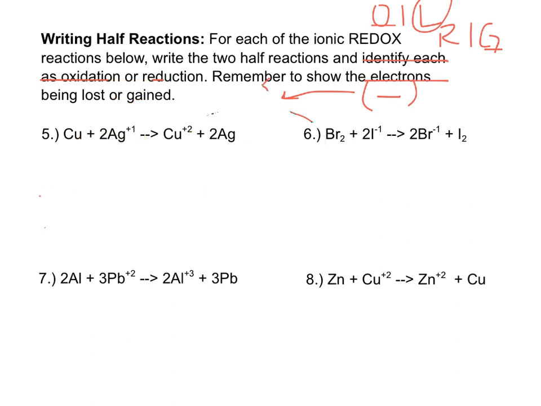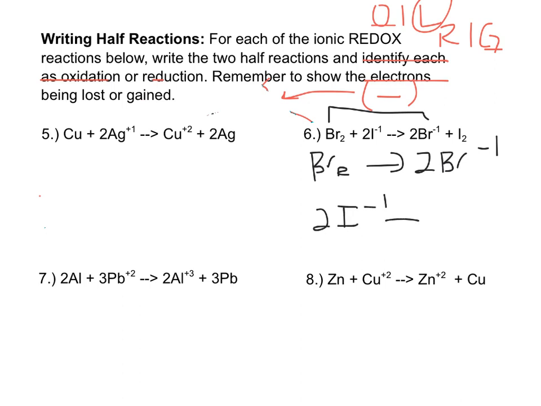Okay, let's try another example. Writing half reactions, you start by pairing up like terms. So we have bromine going to a bromine ion. We have an iodine ion going back to its element of iodine. Identify which one's being oxidized, which one's being reduced.